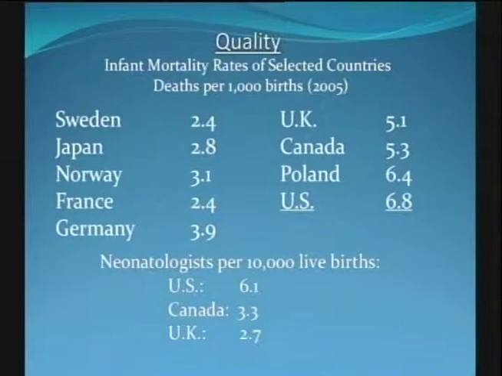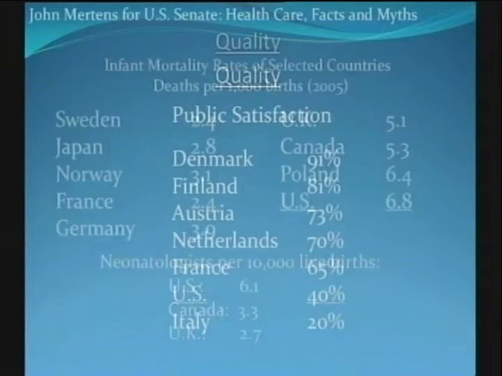Another metric that people look at is infant mortality, deaths per 1,000 births. And you can see that the United States has a much higher infant mortality rate than many of the developed countries. And this is despite the fact that we have more neonatologists per 10,000 live births than any other country. We have almost twice as many as Canada does, and more than twice as many as the United Kingdom does. And yet, because 47 million Americans don't have coverage, this mortality rate is much higher. Let's look at the next one.